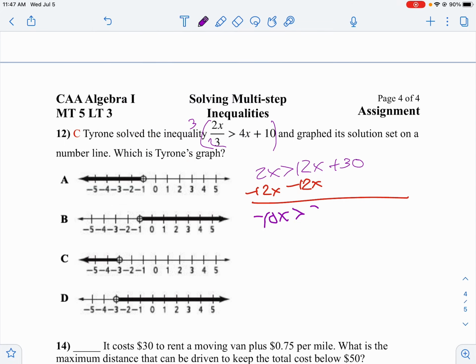So then I'll get negative 10x is greater than 30. I'll divide both sides by negative 10. Remember, since I'm dividing by a negative, I flip my signs. So x is less than negative 3. So I want the one with an open circle at negative 3 and going to the left, and that choice is C.